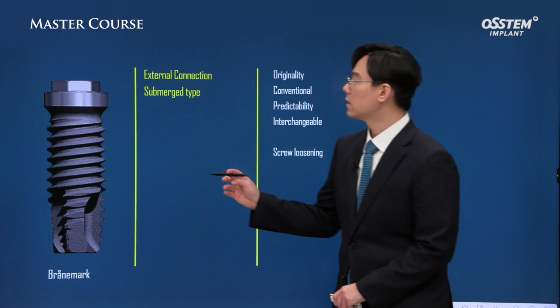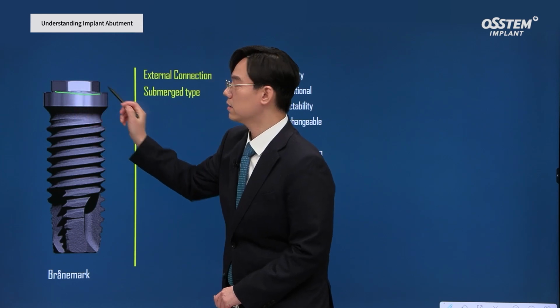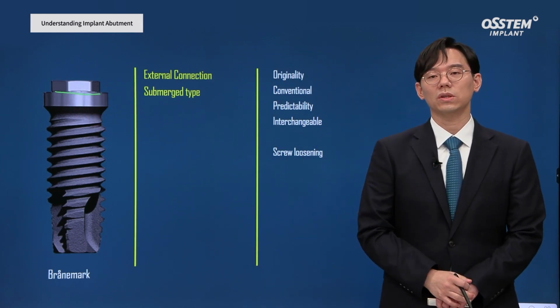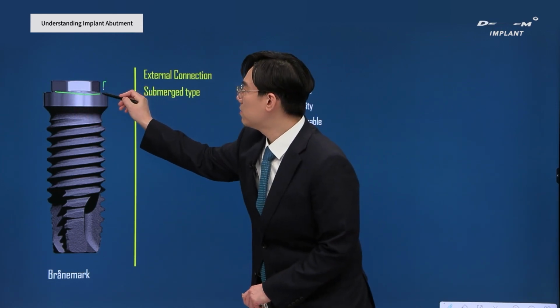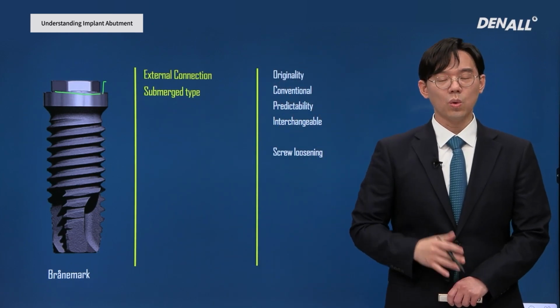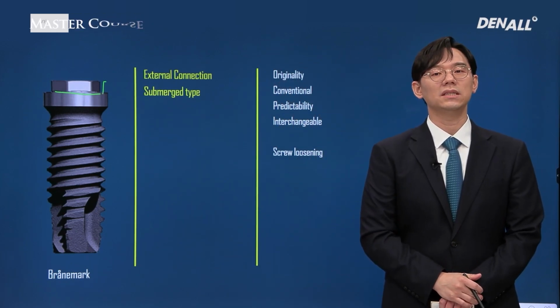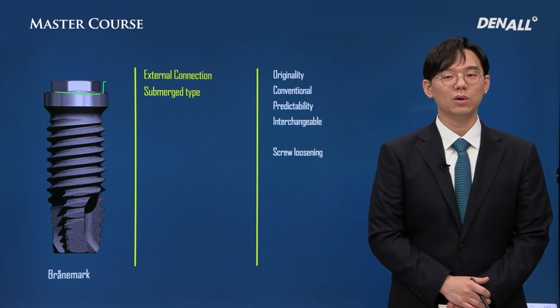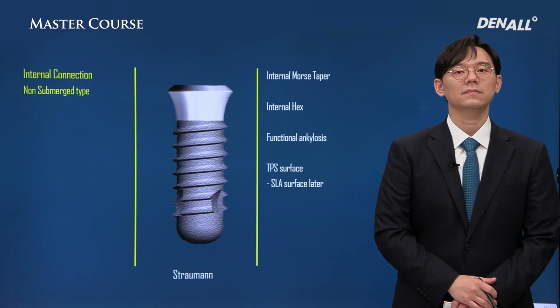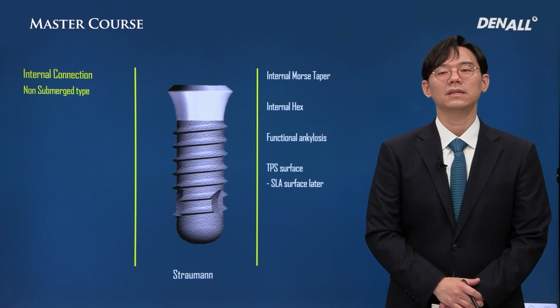Connection area, it has a 2.7 millimeter of hex form. The top height is 0.7 millimeter. It follows the industrial standard. So if you use this design, it is often interchangeable between different brands. Straumann implant was launched there since.